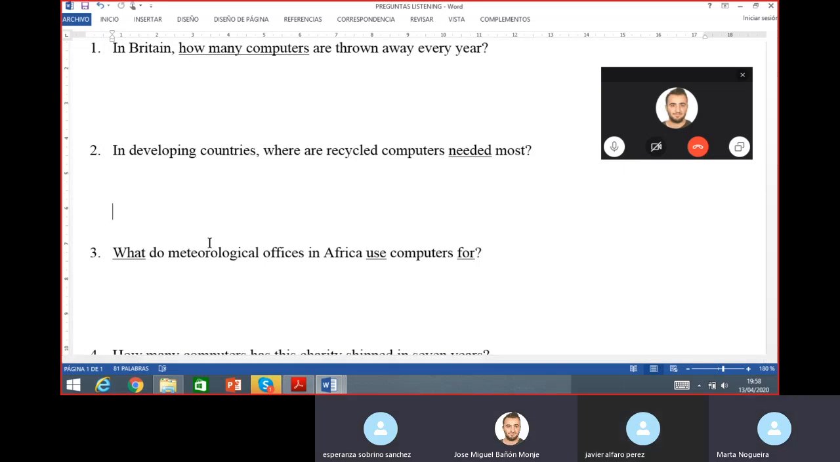Marta? Yes? One question. About the second sentence. Uy, ahora se os escucha fatal. I don't hear you. Second sentence. Me estoy escuchando también repetido. Chicos, los que no estáis hablando ahora, apagad el micro.